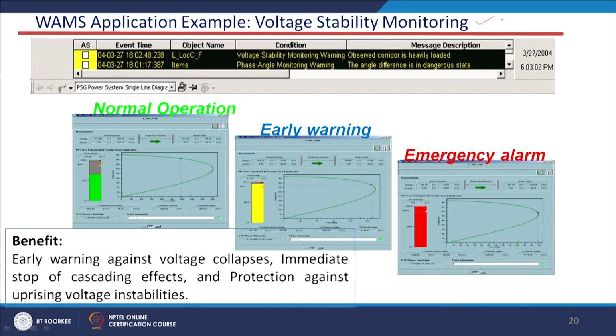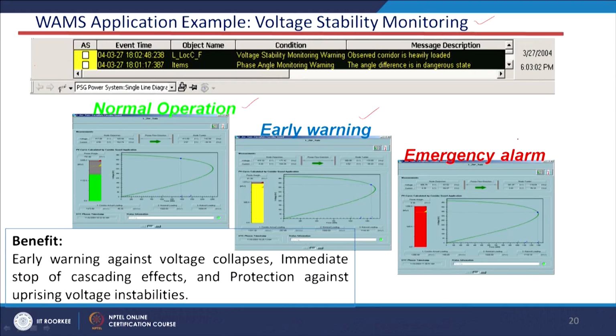Here also we can see from the wide area monitoring system that if it is green, it is basically normal operation of the system. That means the voltage is in a stable condition. If it is yellow, it is an early warning condition. Now, if it is red, it is an emergency alarm. So, these are the symbols or colors we use to detect whether the voltage is stable or in unstable mode.